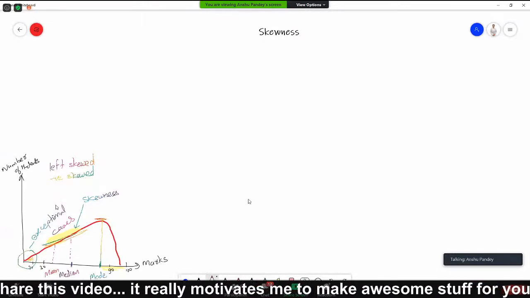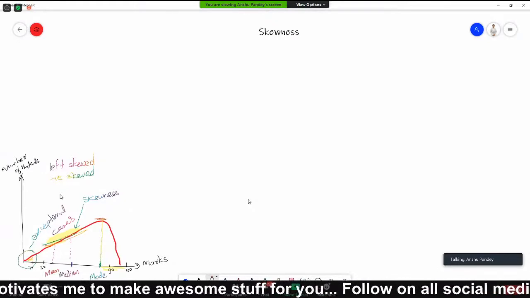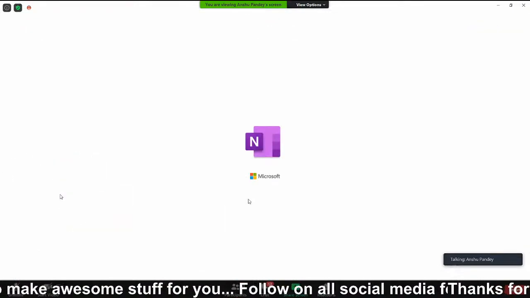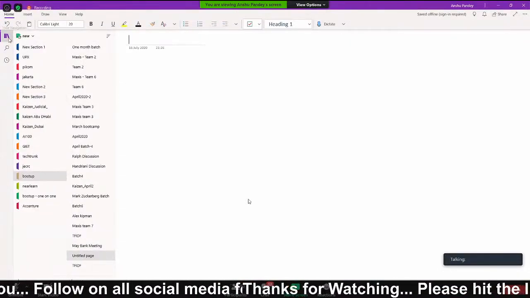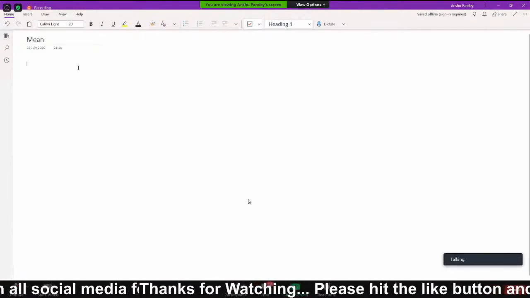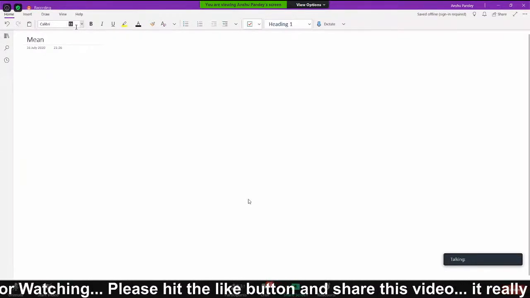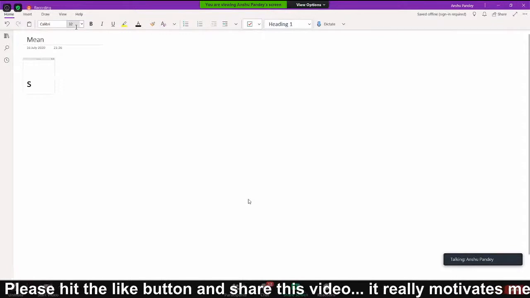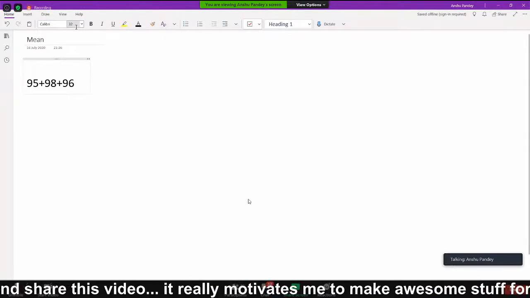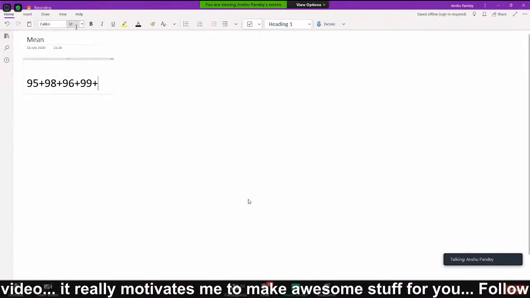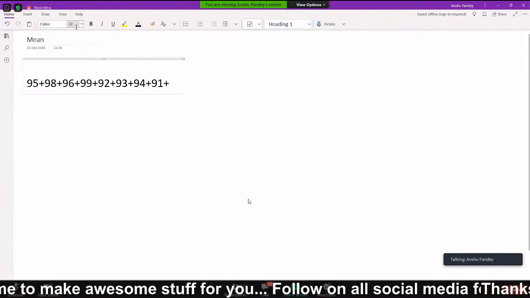So because of a few outliers, the mean shifts down. If I have to show you a practical example of this, let's say the marks scored by students are 95, 98, 96, 99, 92, 93, 94 and 91. These are the marks obtained by students.